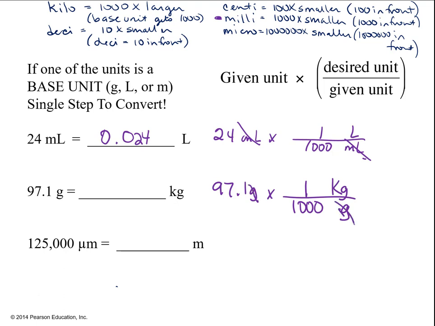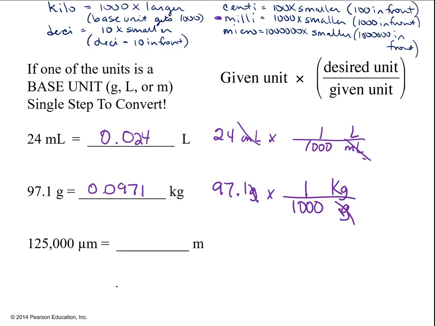So grams and grams cancel. When you do this math, 97.1 divided by 1,000 is? And you do not round when you do unit conversions. You just keep all the numbers. You don't round or drop any off. You got to keep those.